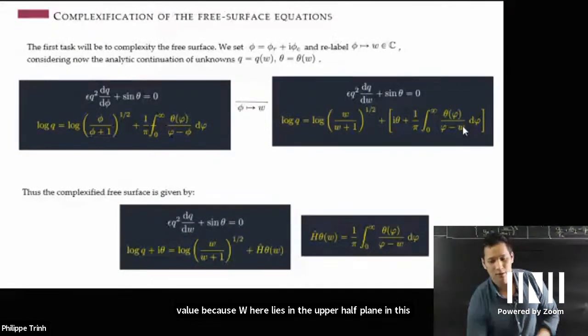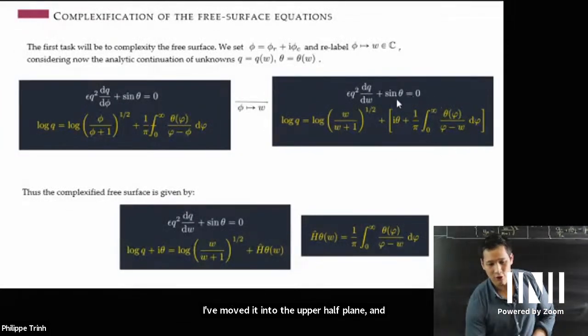In this case, I've moved it into the upper half plane and I'm integrating along the axis. And if you don't believe that this is the analytic continuation, you can just send W back onto the free surface and you'll pick up a residue contribution, which will cancel with this I theta and return you to the original dashed integral. Okay, so at the end of the day, this is the formulation that we're going to be spending the next couple of minutes working with.